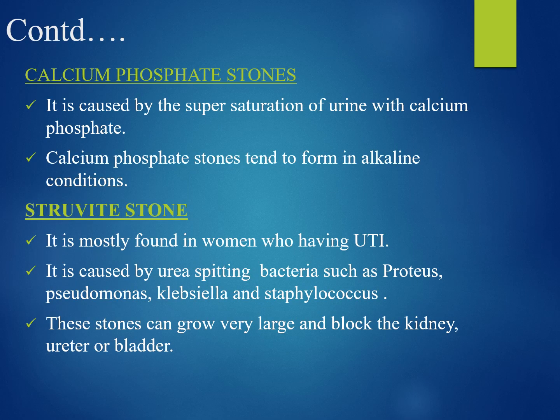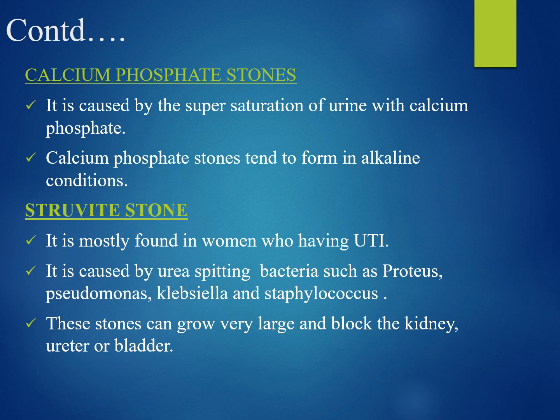Then the next type of stone is calcium phosphate stone. Calcium phosphate stones are caused by the supersaturation of urine with calcium phosphate. These stones are formed in alkaline urine condition, when the urine pH is alkaline, so these kinds of stones may be formed.